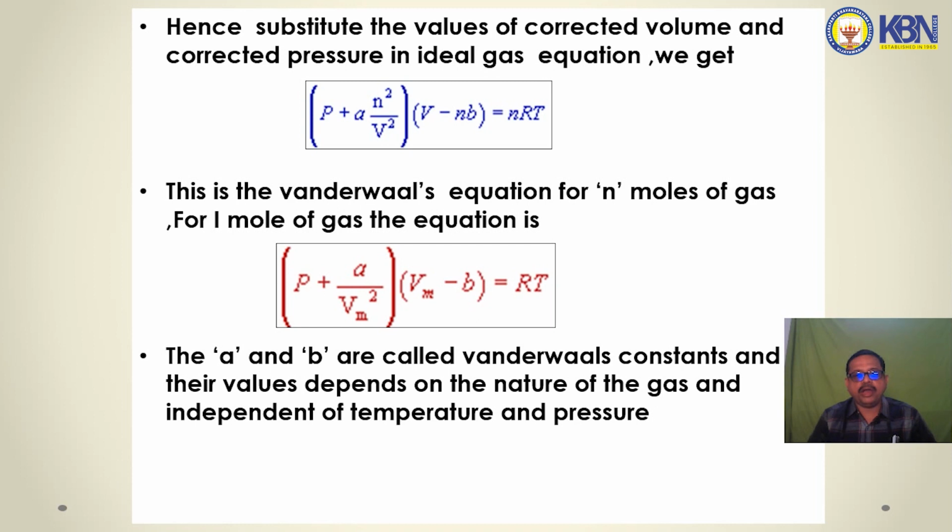Hence, substitute the values of corrected volume and corrected pressure in the ideal gas equation, then we get the equation (P plus a n squared by V squared) into (V minus nb) equal to nRT. This is the van der Waals equation for n moles of gas, but for 1 mole of gas the equation is (P plus a by Vm squared) into (Vm minus b) equal to RT. Here small a and small b are called van der Waals constants and their values depend on the nature of the gas and are independent of temperature and pressure.